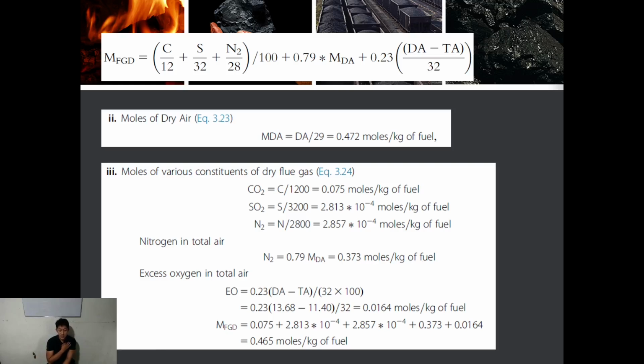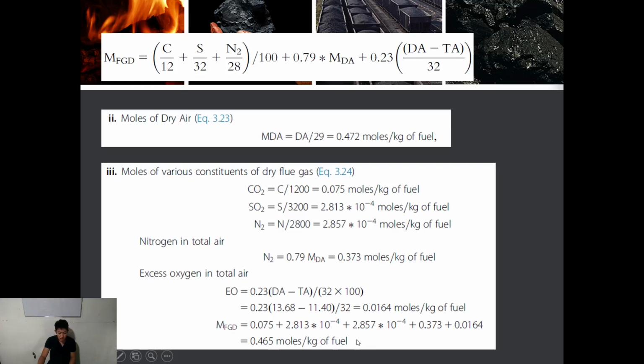by volume nitrogen in air. So that gives 0.373 moles. And the excess oxygen is 0.0164. The excess oxygen is the dry air, 13.68 minus the theoretical 11.4, over 32. 32 is the molecular weight.